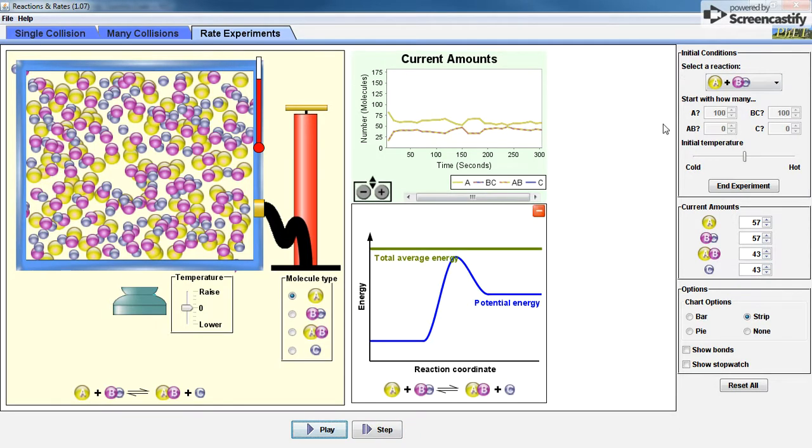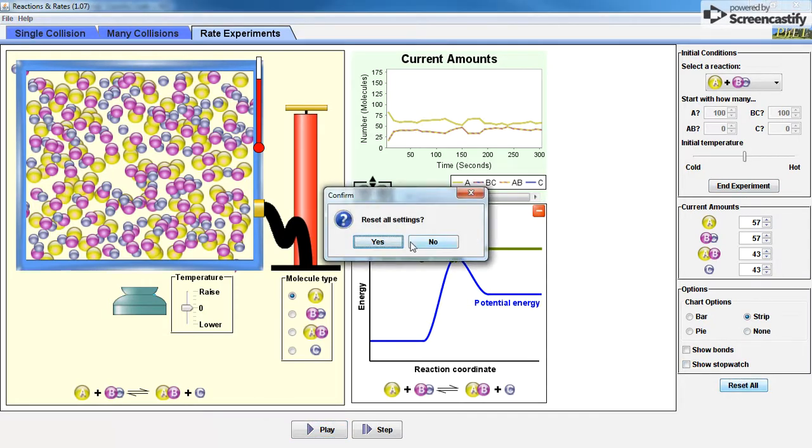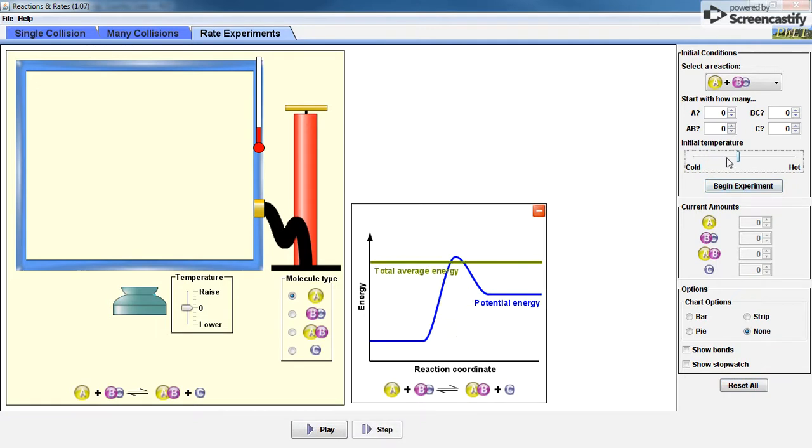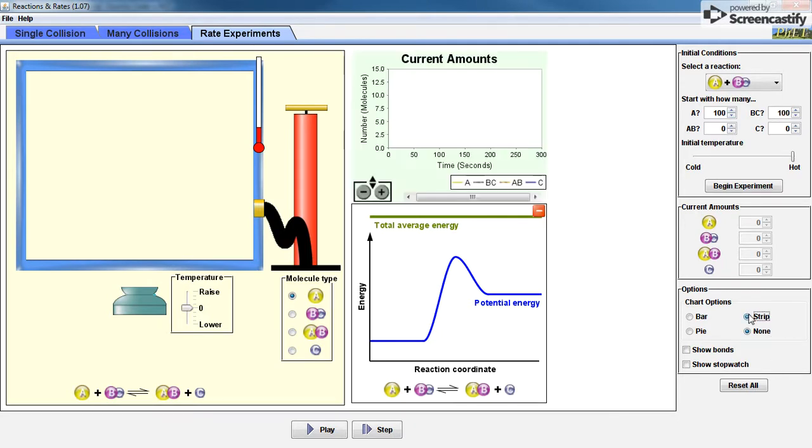Right, we're going to now try this again. Notice the speed that those worked at, but now we're going to try it again, but we're going to make it very hot. So most of the molecules now will have sufficient energy to overcome the activation energy. So we're going to have this 100 again. We're going to put in the strip graph. We're going to show this at 100, and now we're going to begin the experiment.